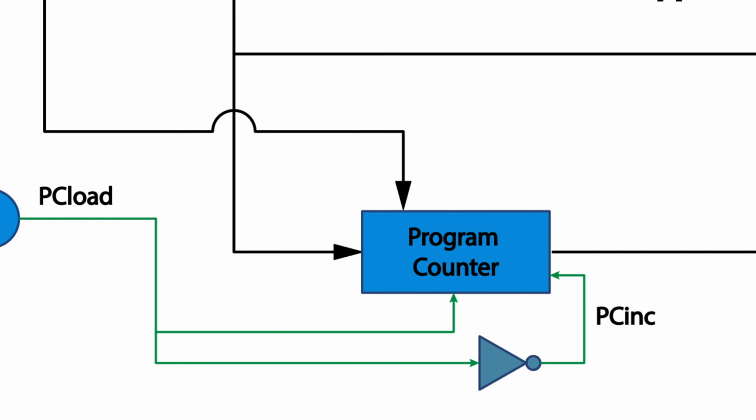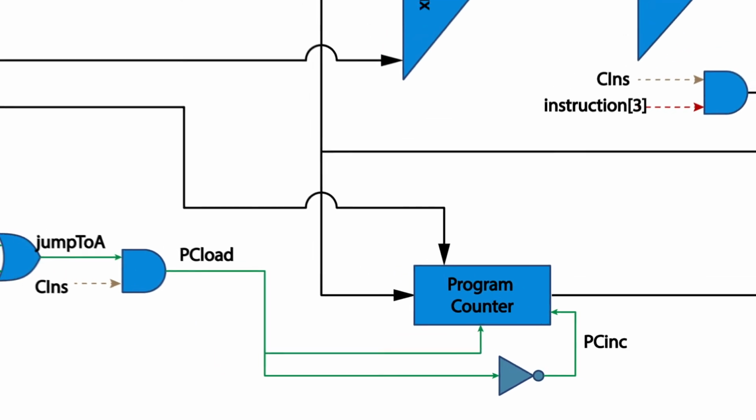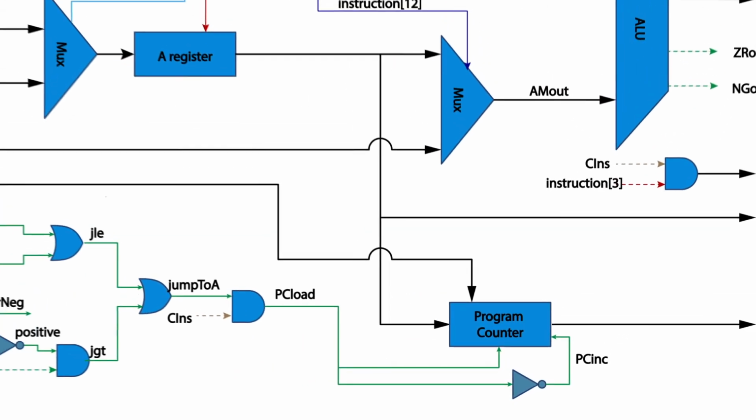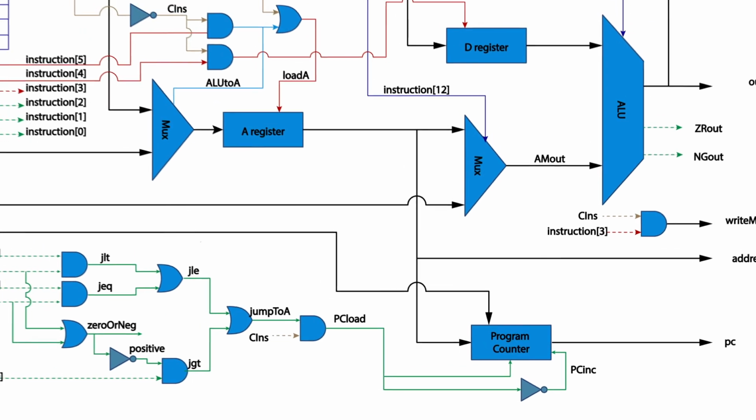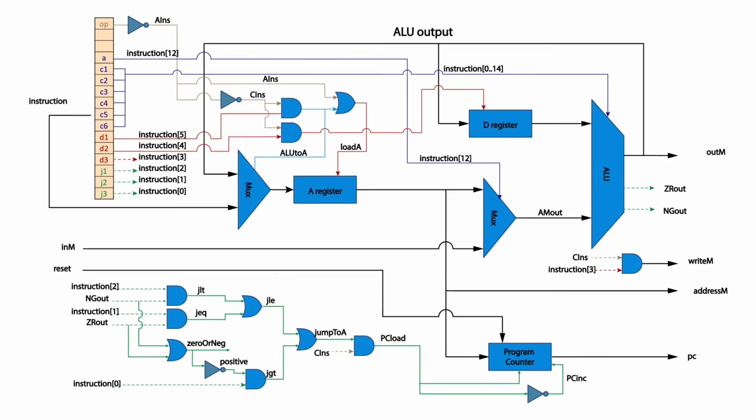The final chip is the program counter itself. It takes A out, the output of the A register, as an input. If PC load is 1, it will output A out as the next ROM address to load, performing a jump. Otherwise, PC inc will be 1, and the address will be incremented by 1 to progress to the next instruction. The program counter also takes a reset input that will reset the instructions to 0, restarting the program.